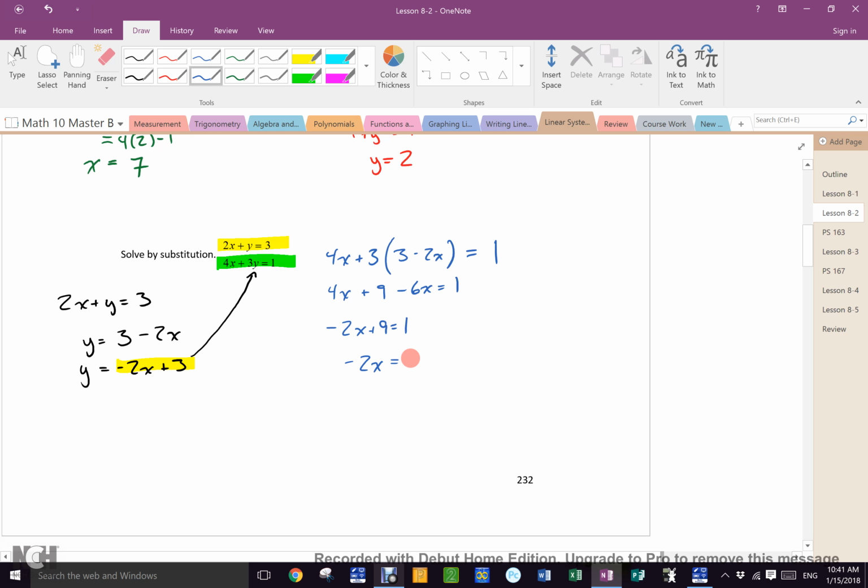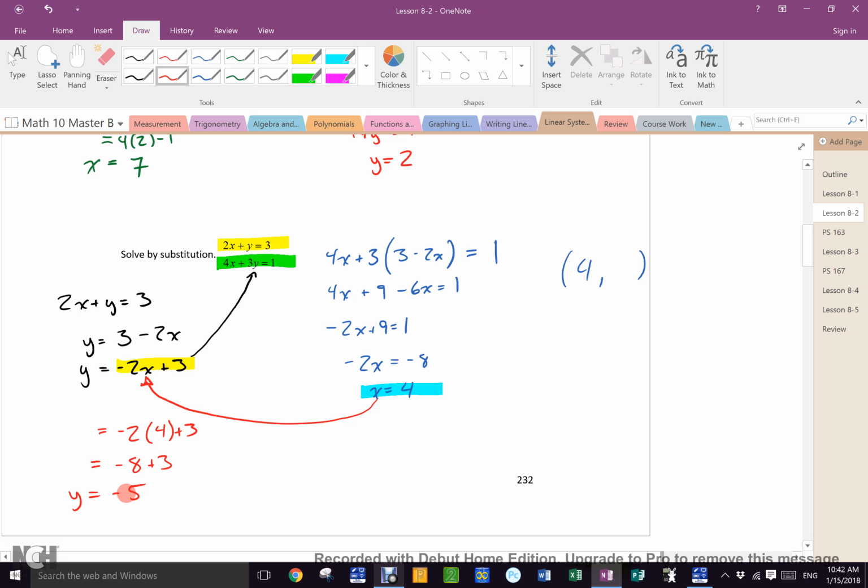What does negative 2x equal? Negative 8. So what does x equal? 4. So now I know 4 is half of my answer. What do I do with that? Comes back over here because now I need y. Negative 2 times what? 4 plus 3. What's negative 2 times 4? Negative 8 plus 3. What's negative 8 plus 3? So y is negative 5.